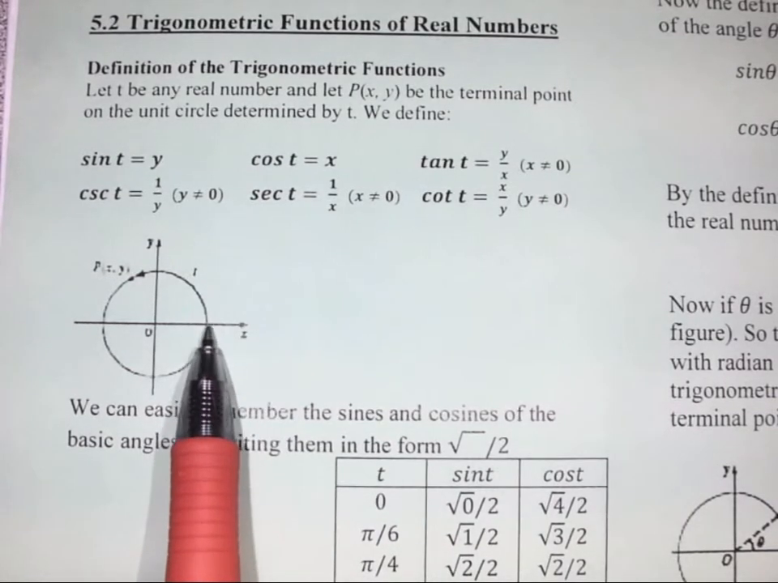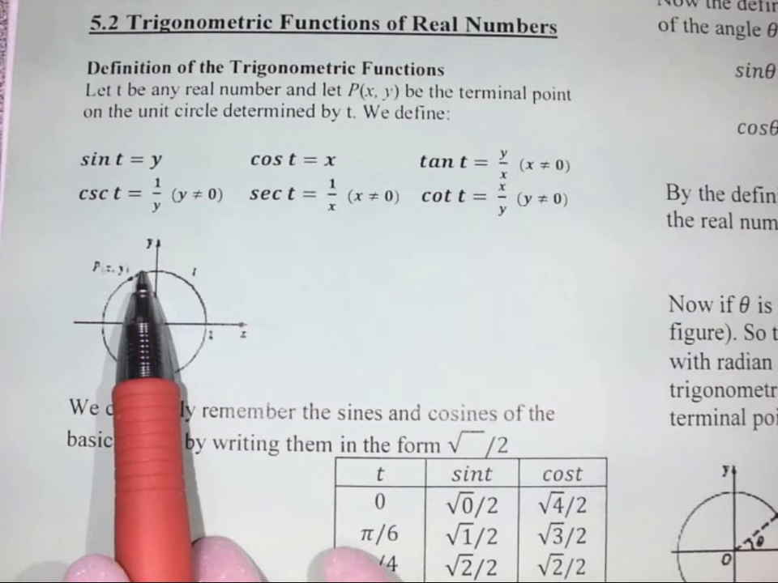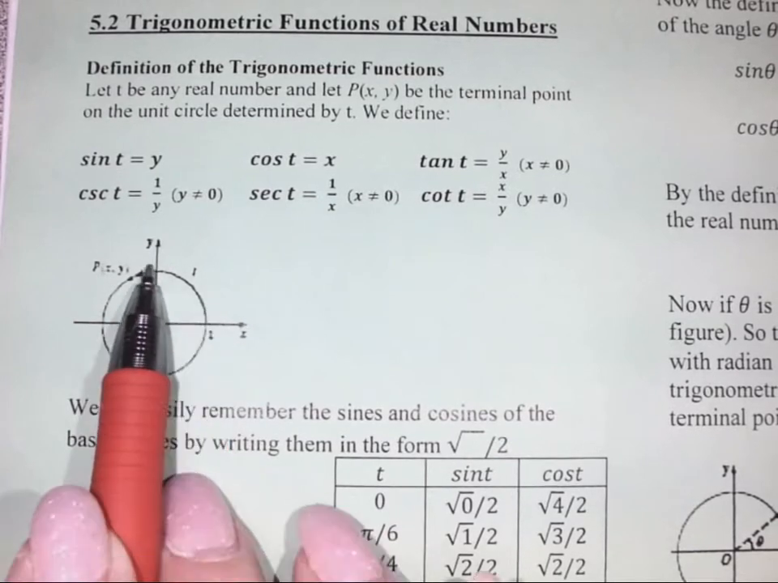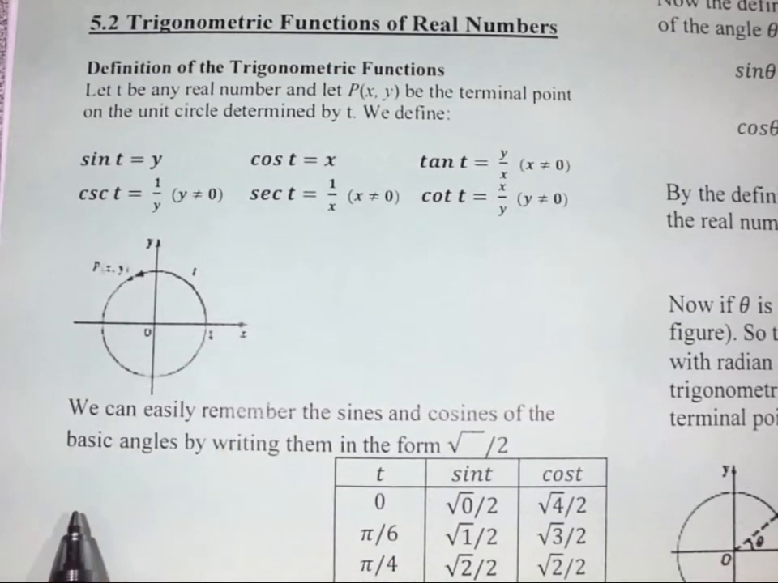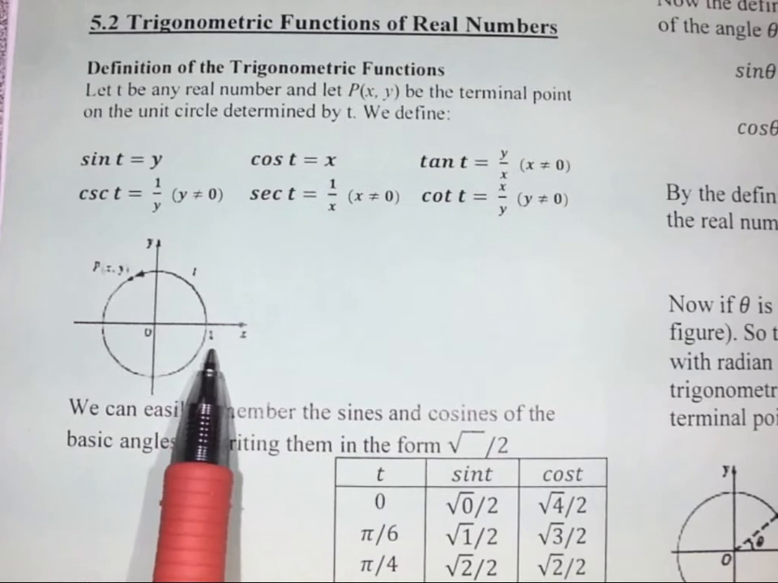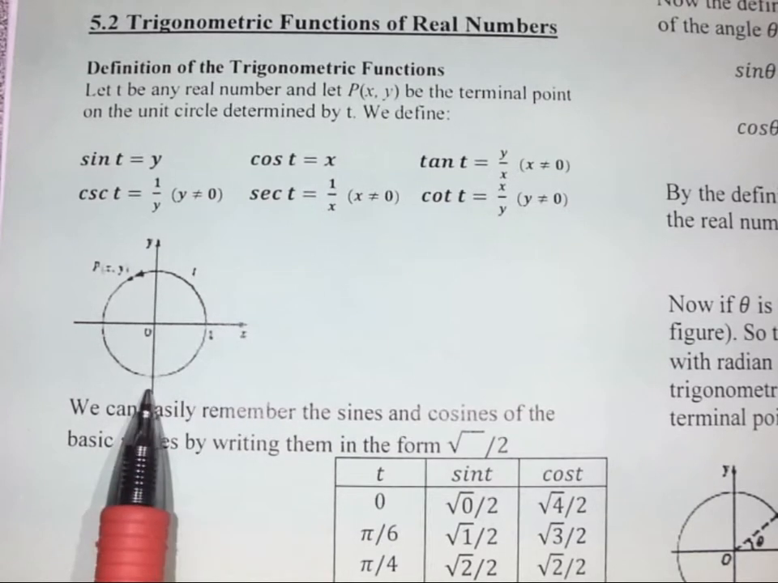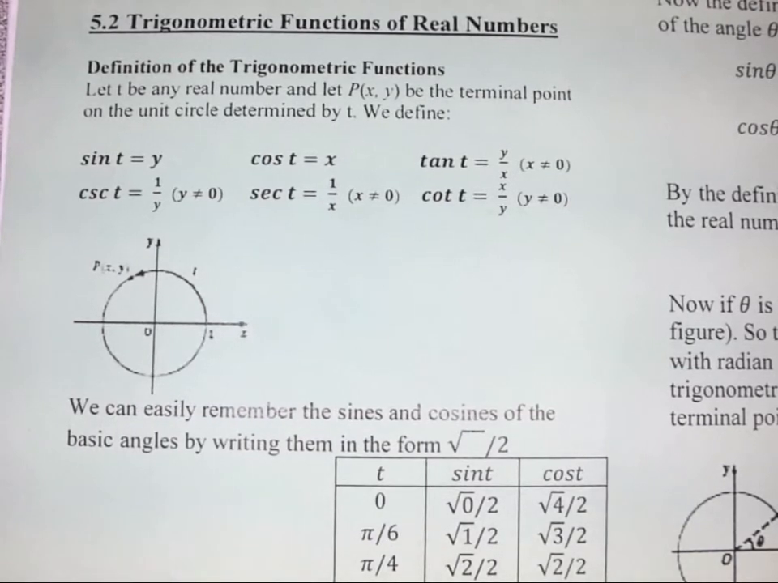Remember that when we're moving a positive distance for our t, it's going to go counterclockwise. And if we have a negative t, it will go this way. It'll go clockwise. So these are our 6 trig functions of a terminal point.